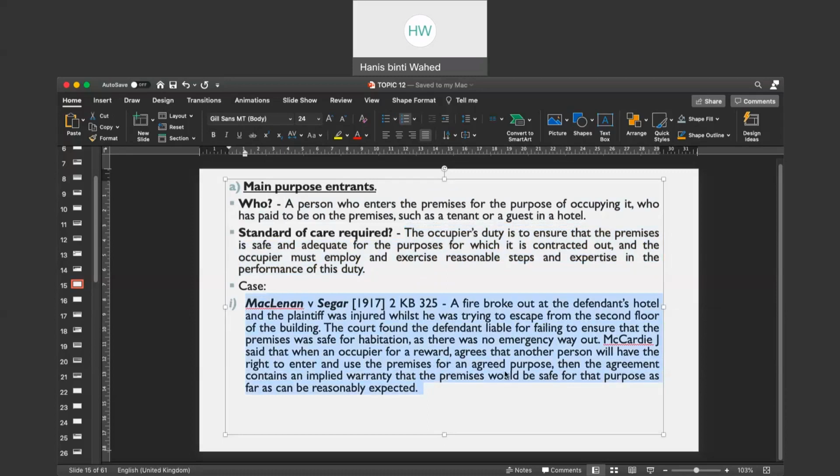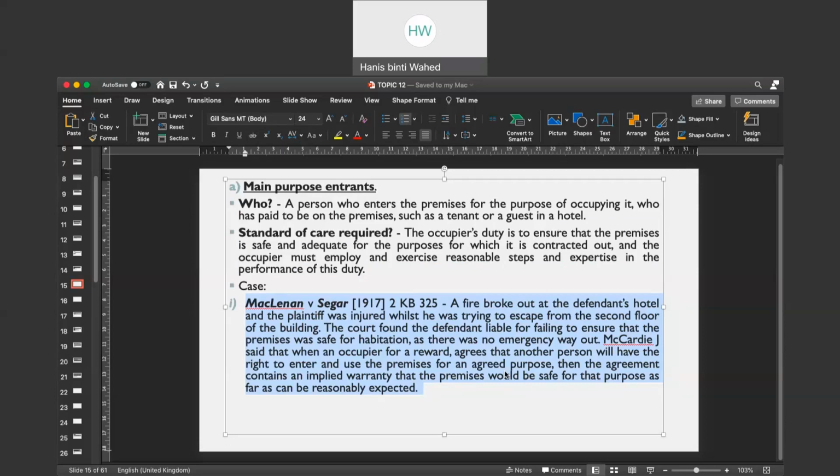And the court held that the defendant was liable. Why? Because of the defendant's failure to ensure that the premises were safe. Why did the court decide there was a failure to ensure that the premises were safe? Because based on the facts, the court saw evidence that there was no emergency way out in the hotel. There was no emergency exit.